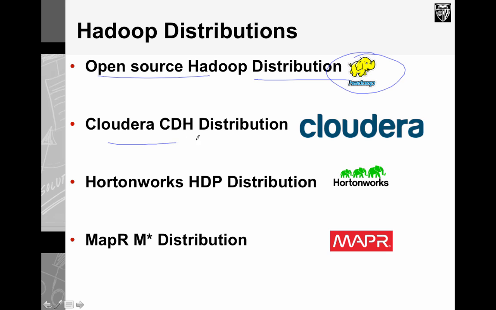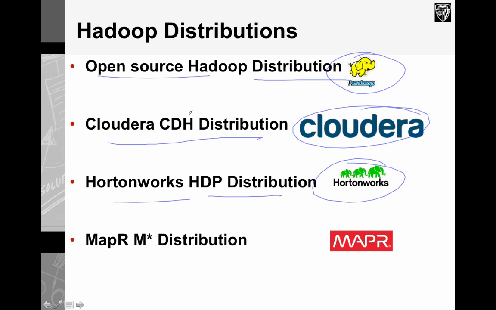So there is the Cloudera Hadoop distribution. There is the Hortonworks HDP distribution. By the way, the Cloudera distribution is called the CDH distribution. The Hortonworks distribution is called the HDP distribution. And then there's also the MapR distribution, which is the M series distribution, like M3, M5, M7, and so forth. So these are other commercial distributions available in the marketplace.